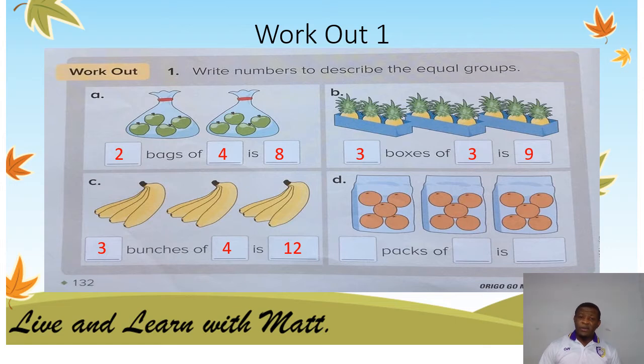Now part D. How many packs of oranges are there? 3 packs. And how many oranges in each pack? That's correct, 5 oranges. So when we count in step of 5, we have 5, 10, 15. So 3 packs of 5 oranges is 15. That's correct. Okay, please write this down. You can pause the video now and write this in your book right now.